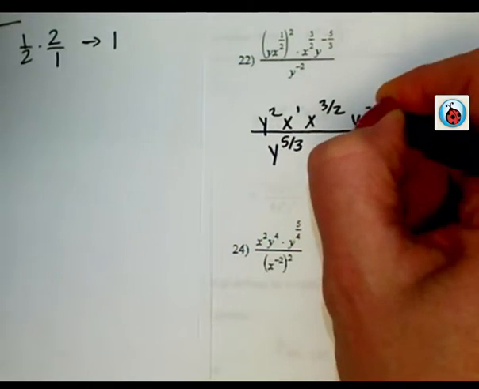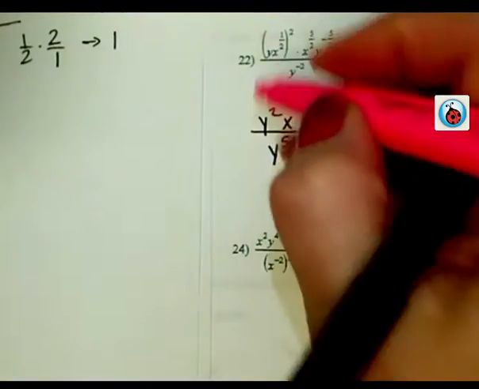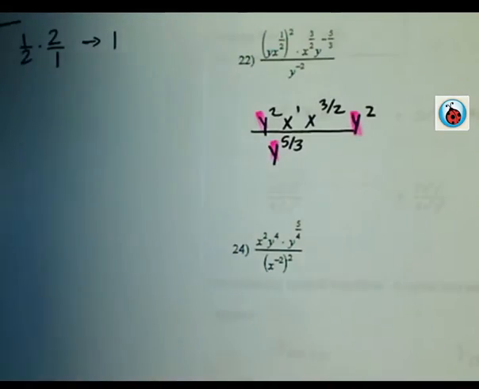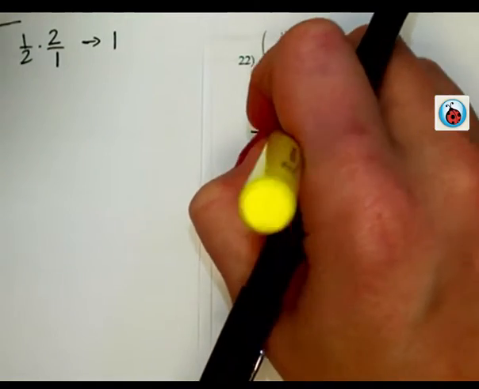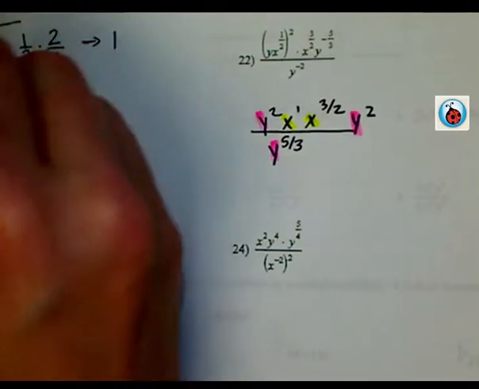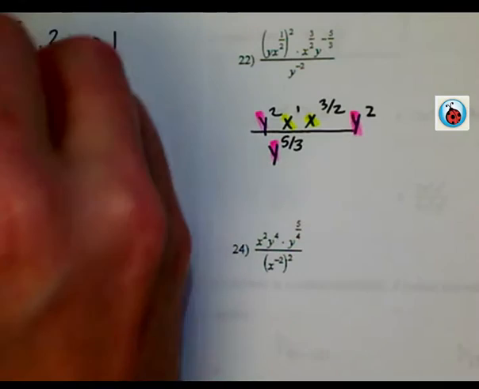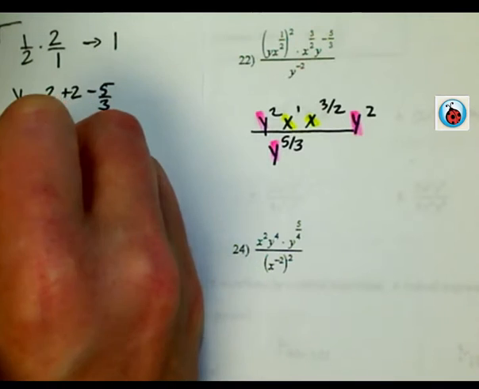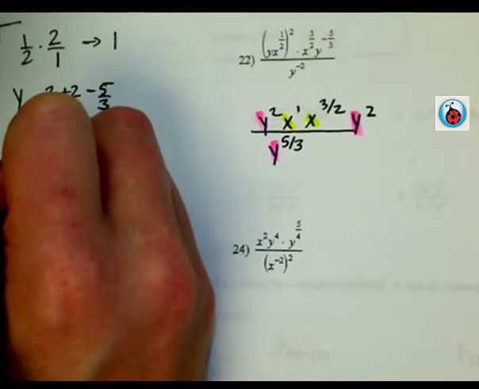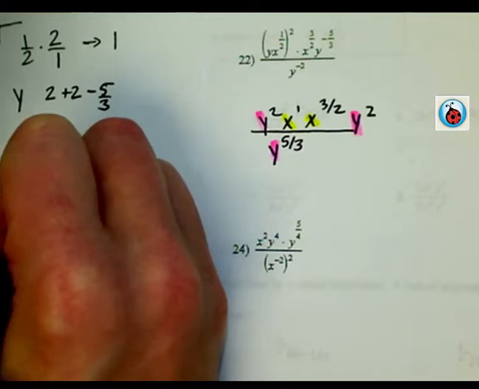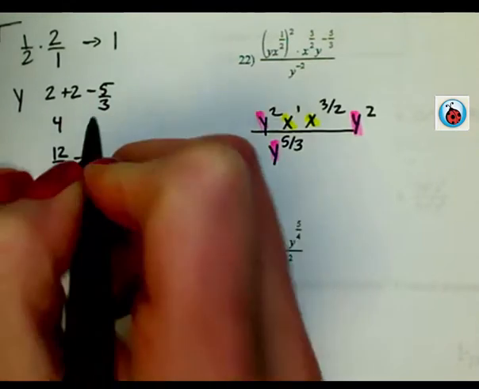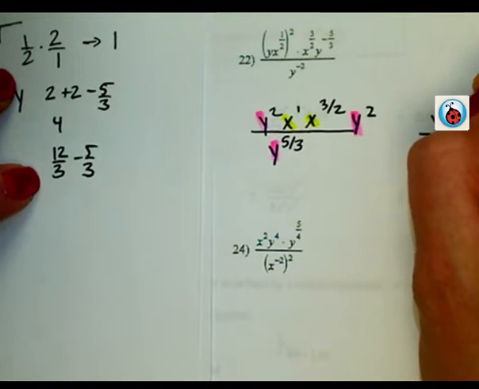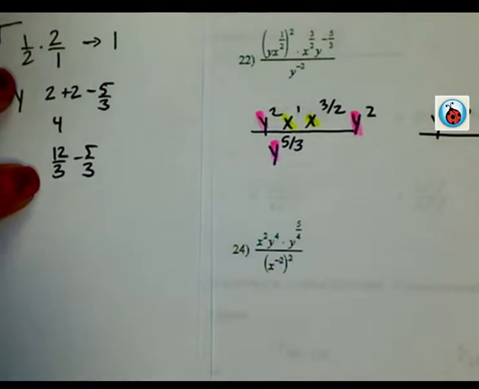Okay, now I'm going to combine. So I've got y, and then I've got x and x. Okay. So for the y's, we get 2 plus 2 minus 5/3. Okay, so 4. 4 is 12/3 minus 5/3, so that's 7/3. Y to the 7/3. Okay.